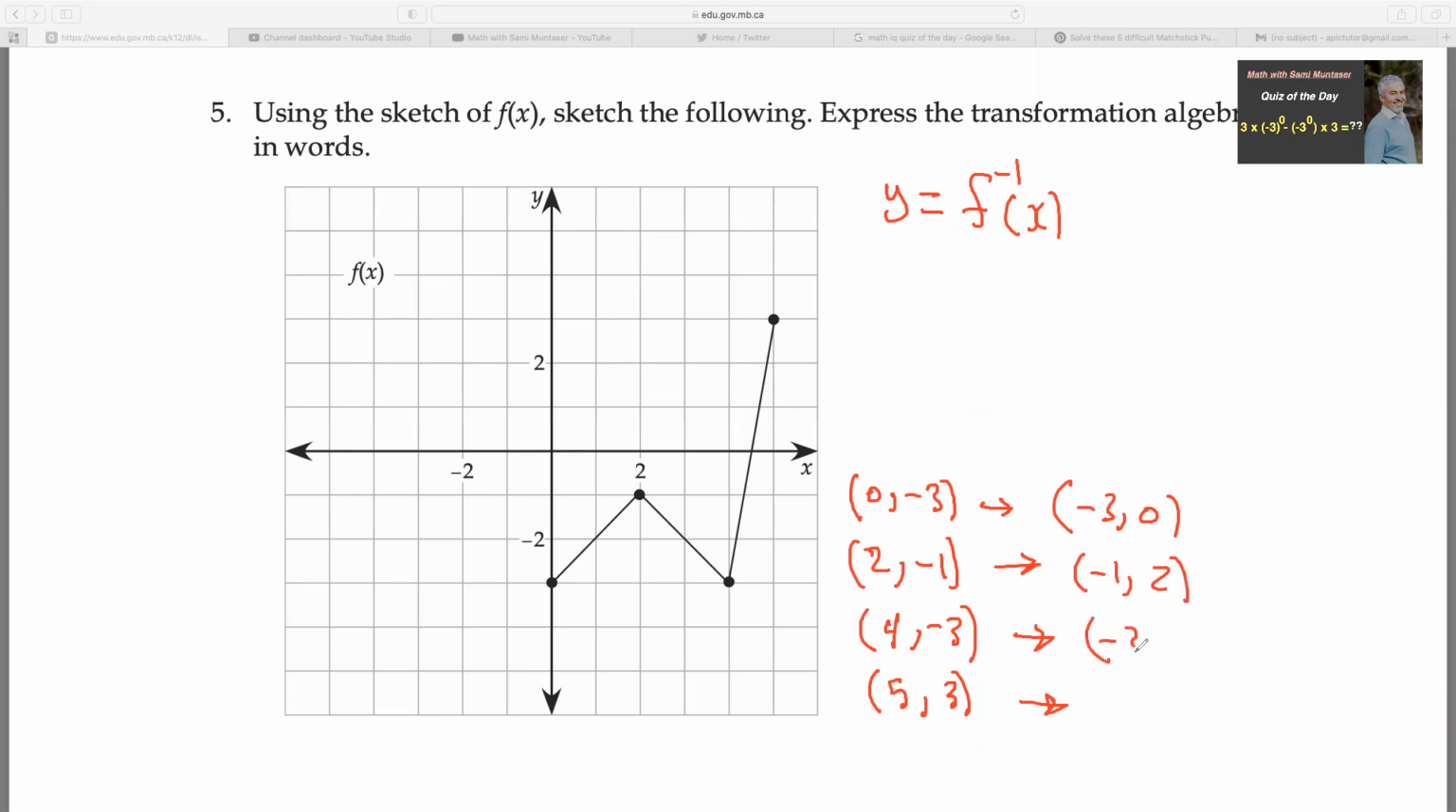Simple, isn't it? Go plot your points right here. -3 and 0 is right there. -1 and 2 is right there. -3 and 4 is right there. And 3 and 5 is right there. Now you could see how this is going to look. So basically you have this, you have this, and you have this.